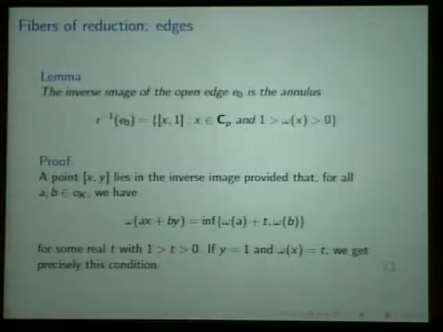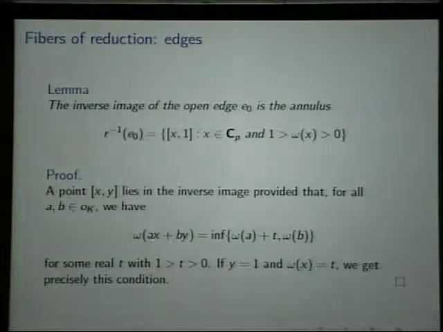And if you do the calculation for the edges, it's very similar. You have to say, when is it the case that the valuation of ax plus by is what you would get if you gave the valuation of x to be t and the valuation of y to be 0, and then you just assume there were no relations, so the valuation was given by the naive formula. And you ask yourself what conditions you have to impose to make that naive formula hold? And you end up getting this condition, basically that this is an annulus.